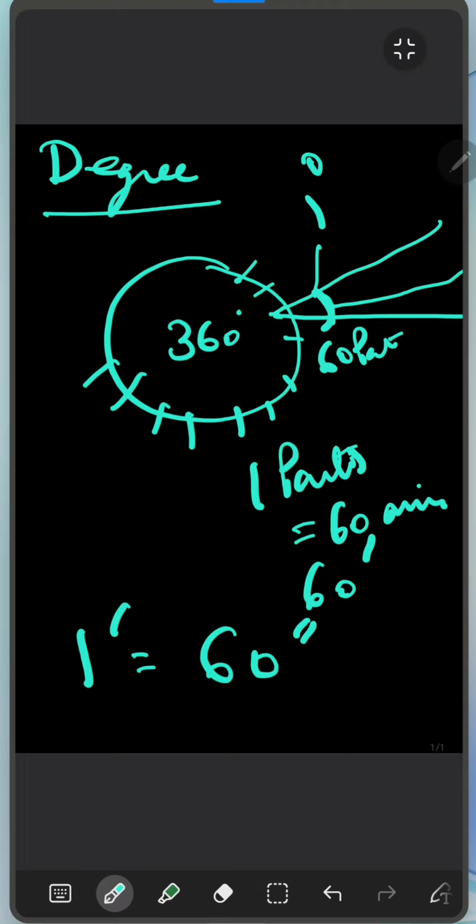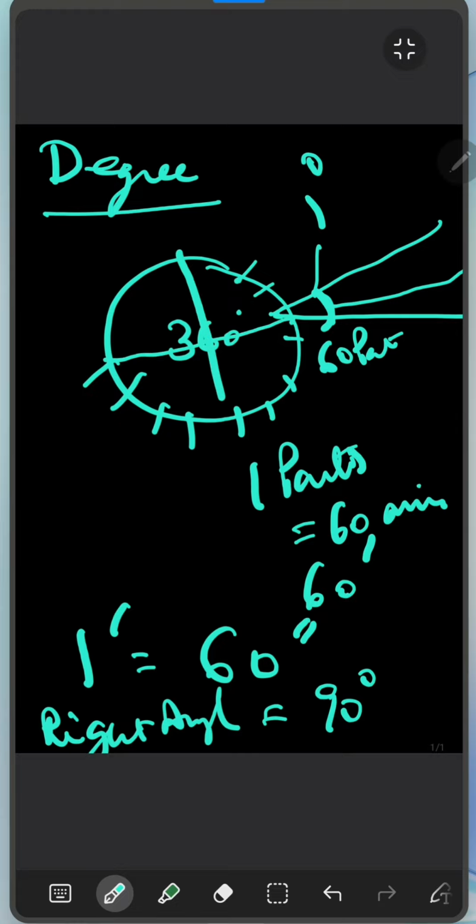And the right angle here would be of 90 degrees, because the whole angle is 360, and if we make 4 equal parts of this 360, then each angle would be of 90 degrees. So in case of degree, the right angle measurement is always 90 degrees.